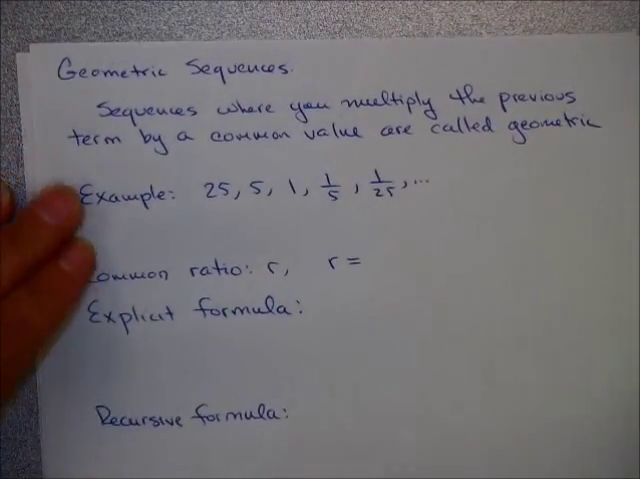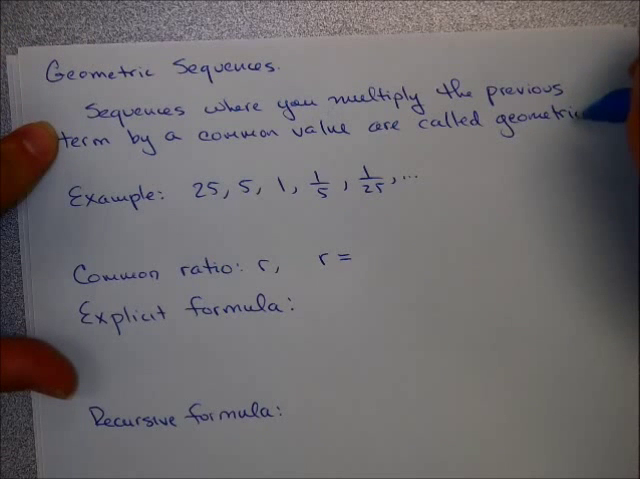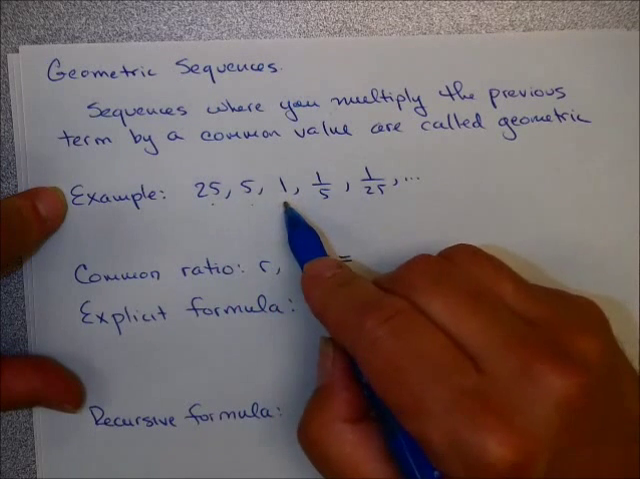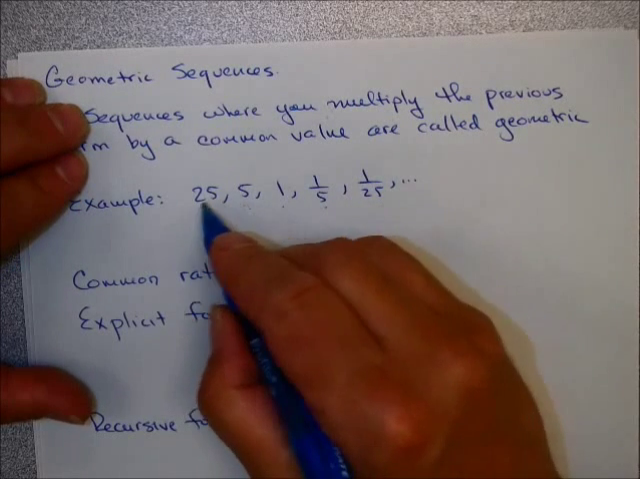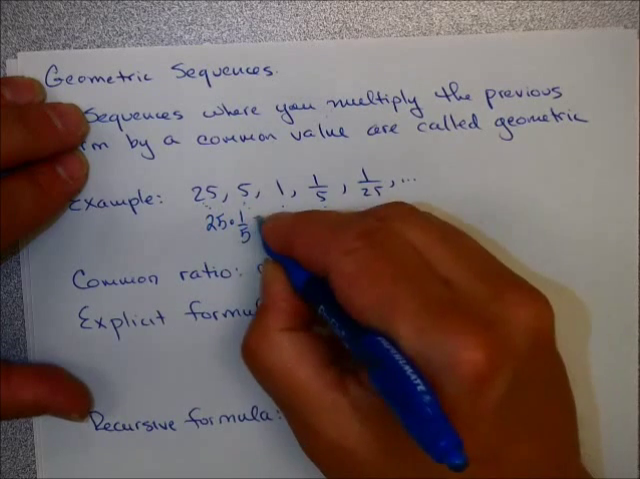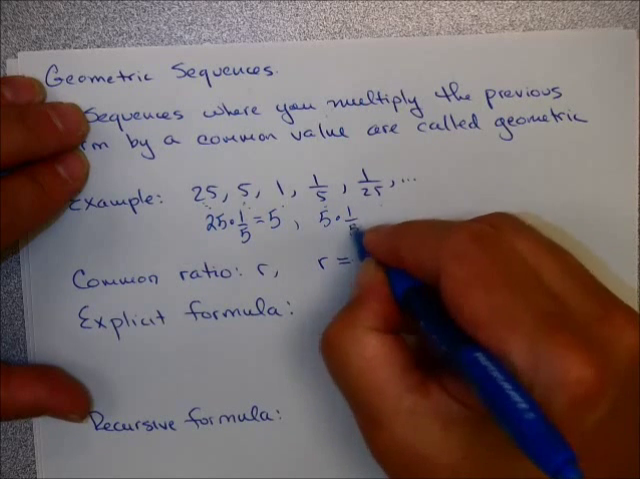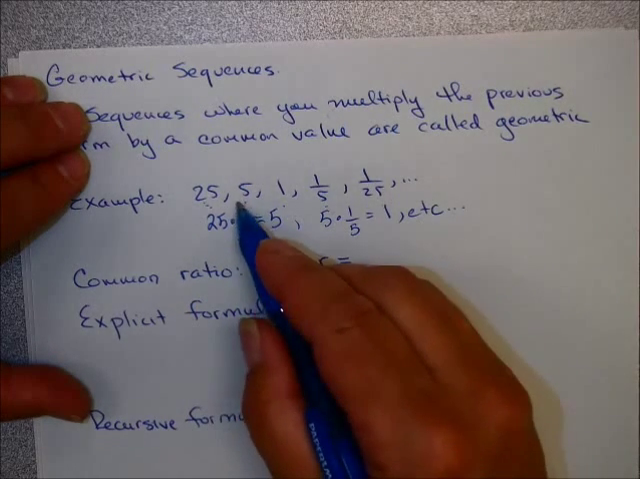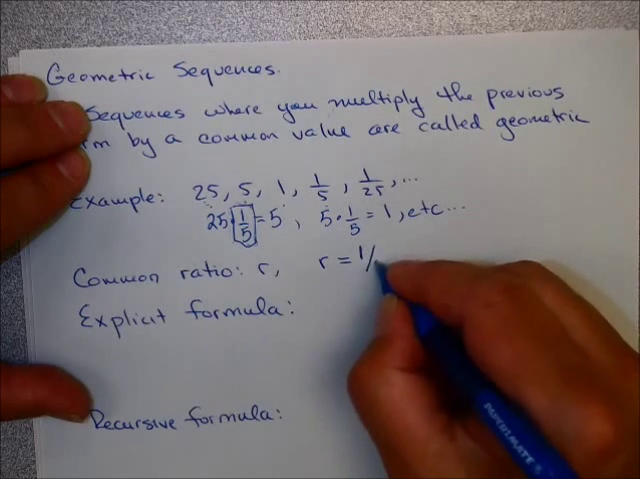Not all sequences are arithmetic. Sequences where you multiply the previous term by a common value are called geometric sequences. Here's an example. 25, 5, 1, 1/5, 1/25. In this case, I say 25 times 1/5 equals 5 to get the second term. And 5 times 1/5 equals the next term, and so on. This factor that I'm multiplying by is called a common ratio. In this case, that's 1/5.